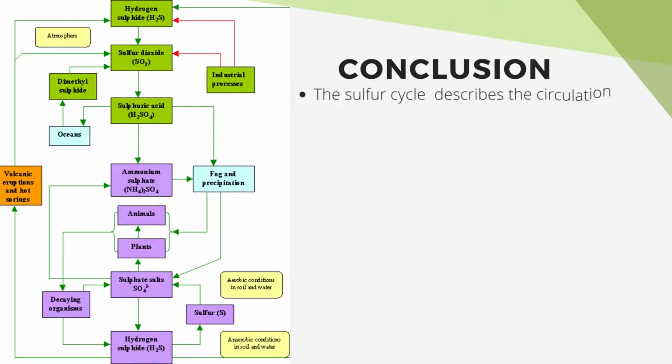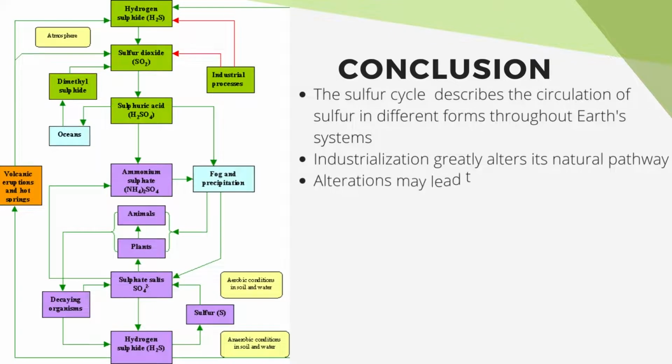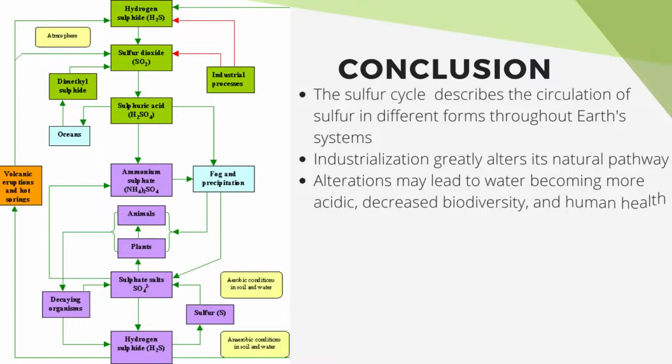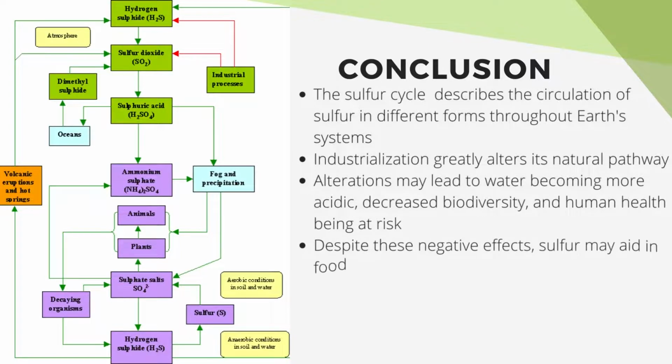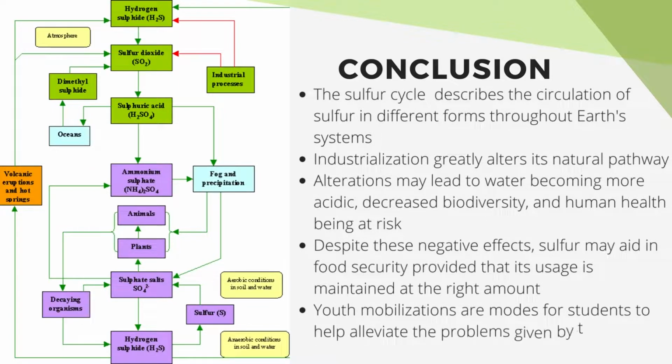Synthesizing the report, the sulfur cycle describes the circulation of sulfur in different forms throughout Earth's systems. Its natural pathway is greatly altered by human activities, particularly industrialization. Water becomes more acidic, changing its quality for consumption and as habitats. Flora and fauna in both aquatic and terrestrial ecosystems are also negatively affected, which may result in decreasing biodiversity. Human health is also at risk of respiratory or cardiovascular illnesses.